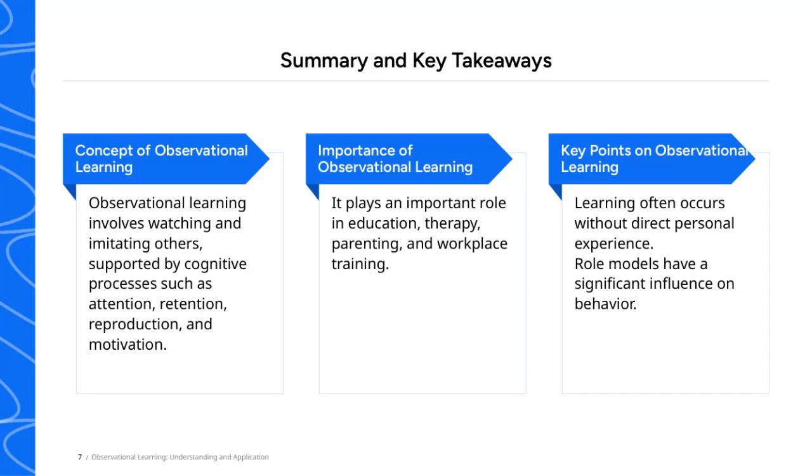To sum up, observational learning is all about watching others and then imitating what we see. This process relies on several mental steps: paying attention, remembering what was observed, being able to reproduce the behavior, and having the motivation to do so. Its importance can't be overstated, as it plays a vital role in areas like education, therapy, parenting, and workplace training. One key takeaway is that much of what we learn doesn't require direct personal experience. Instead, role models have a powerful impact on shaping our behavior and actions.